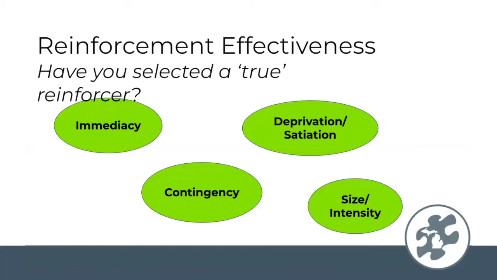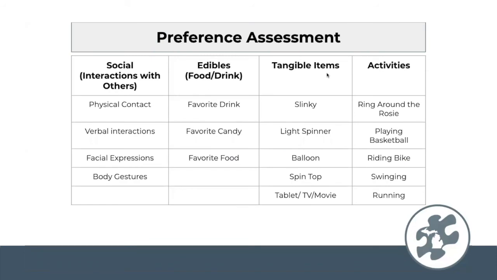But then we also go back to the satiation. So if they engage in an activity, you give them a whole can of pop, they're not going to do that activity again right away. They just have their whole can of pop. So you definitely need to take all these different variables into consideration when you're looking at what you're going to be using for reinforcement. Preference assessment.